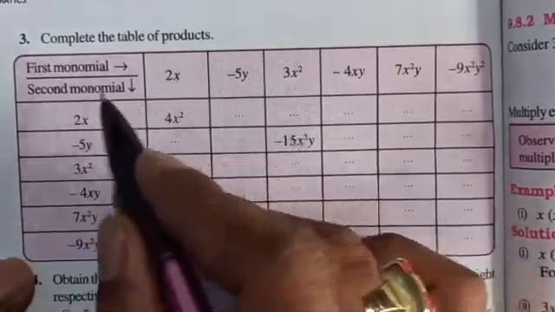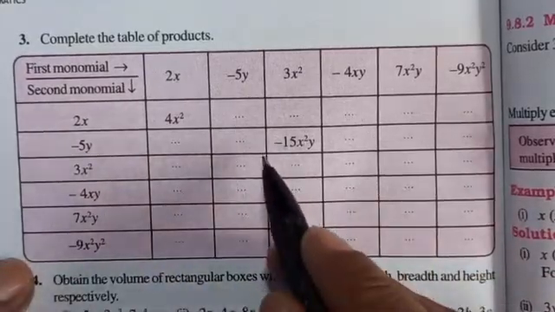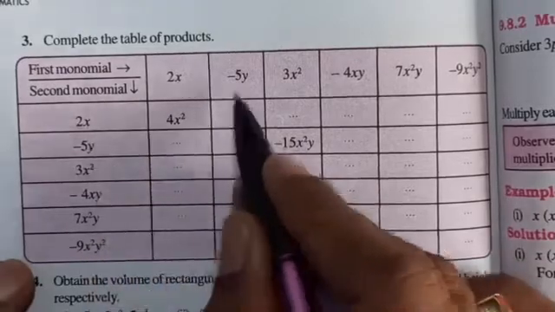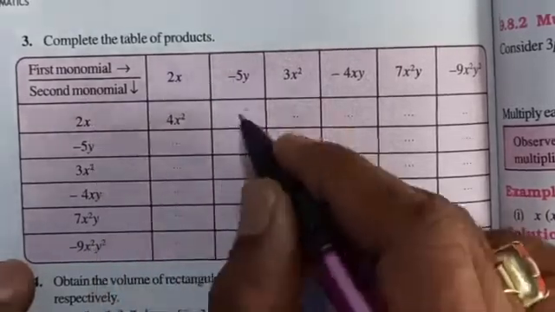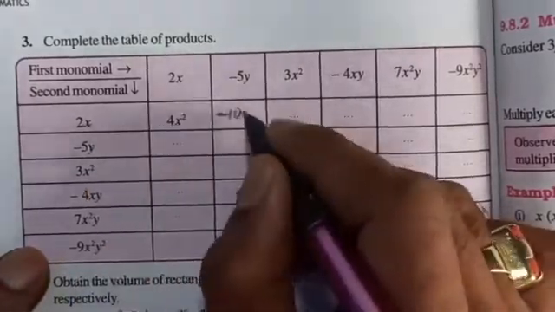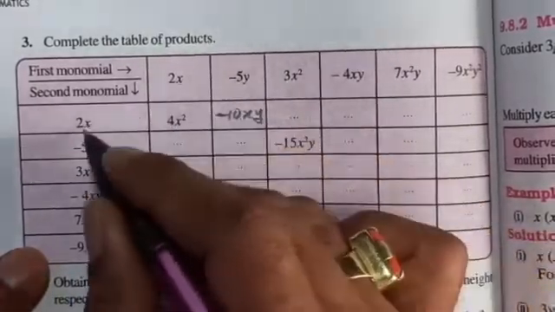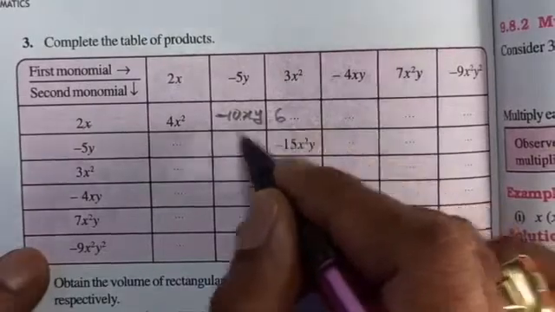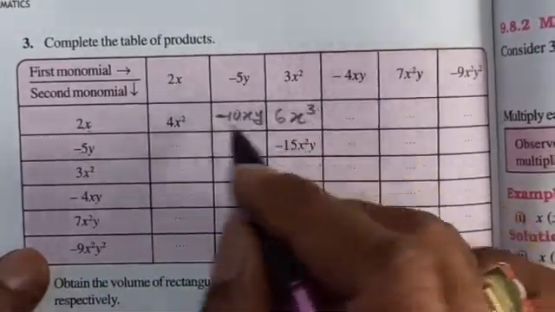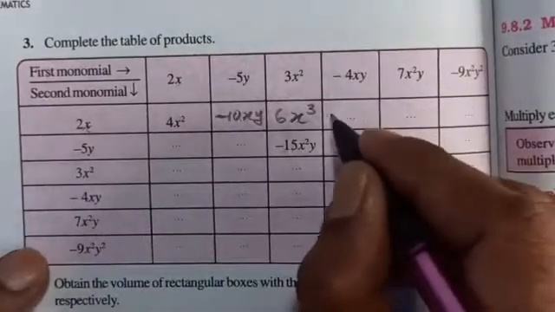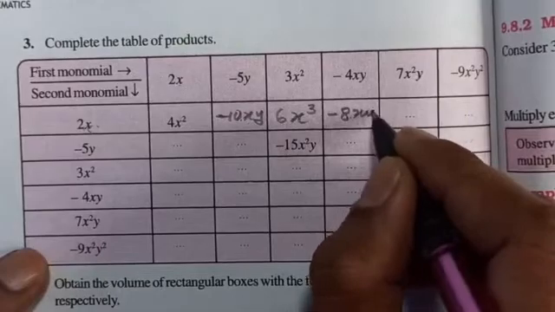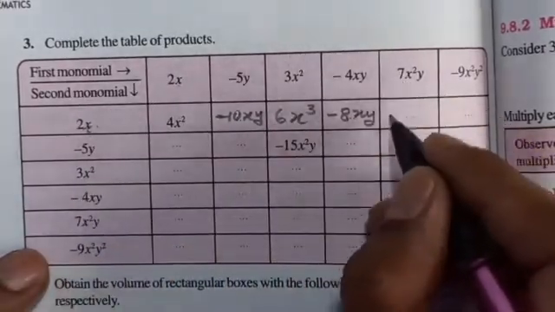Let us do this in the textbook. 2x into 2x is 4x squared. 2x into minus 5x: 2 into minus 5 is minus 10, x into x is x squared. Then 2 into 3 is 6. X into x squared, the powers are adding, so x cubed. 2 into minus 4 is minus 8. X into x is x squared. 2 into 7 is 14.